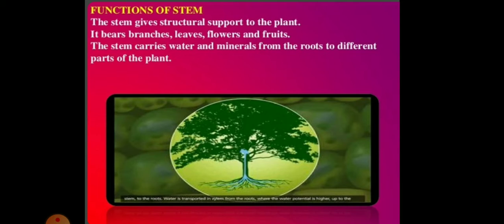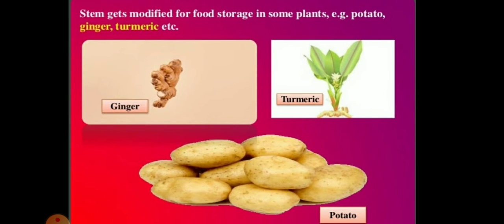So there are some modifications of the stem. Modification means the stems of some plants are modified to perform special functions like storage, photosynthesis, support, and multiplication of plants. So children, examples are ginger, turmeric, and potato. These are stems of the plant.